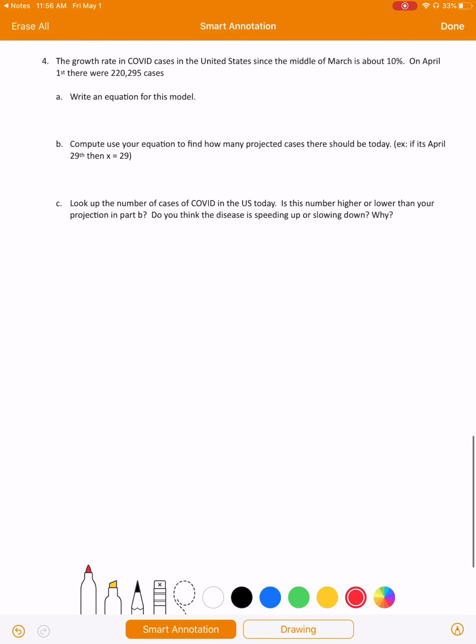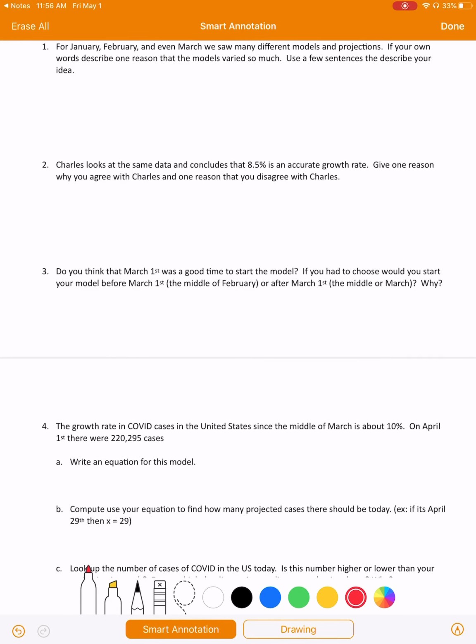So that is kind of my annotation of the assignment. I know it was probably a little bit long, but hopefully you found it helpful. Hopefully you found it interesting.